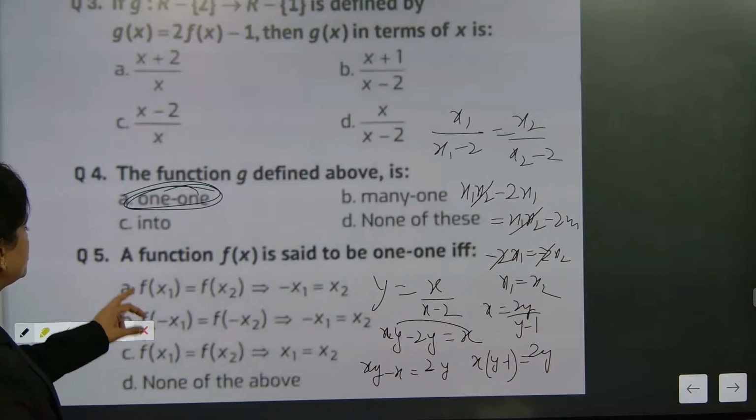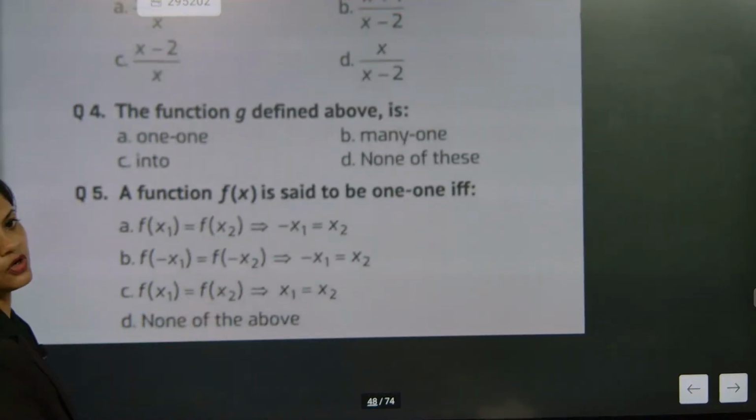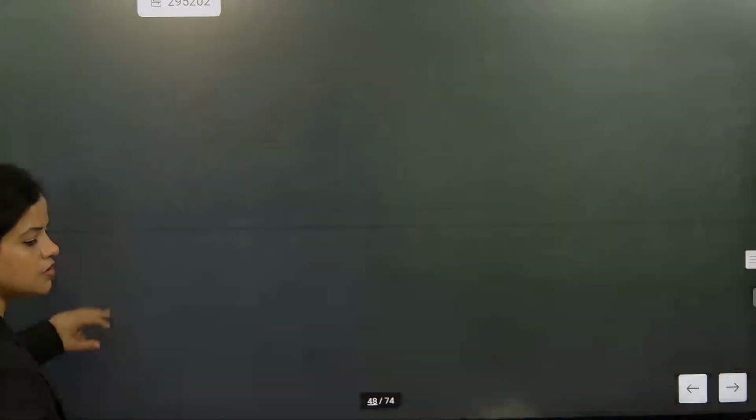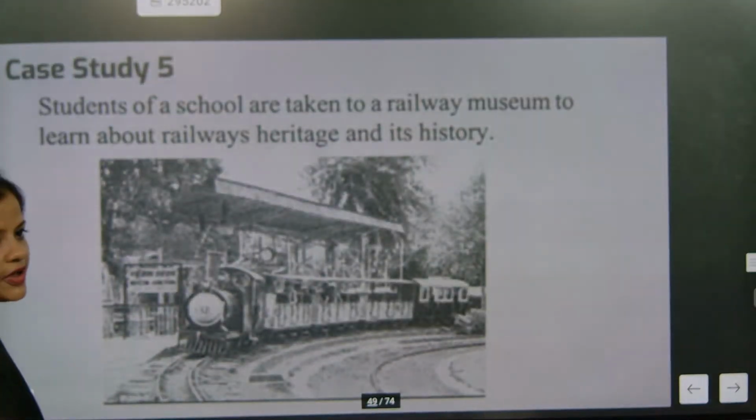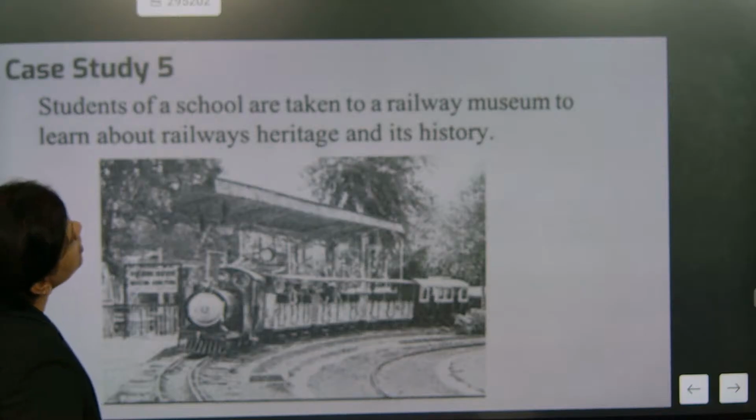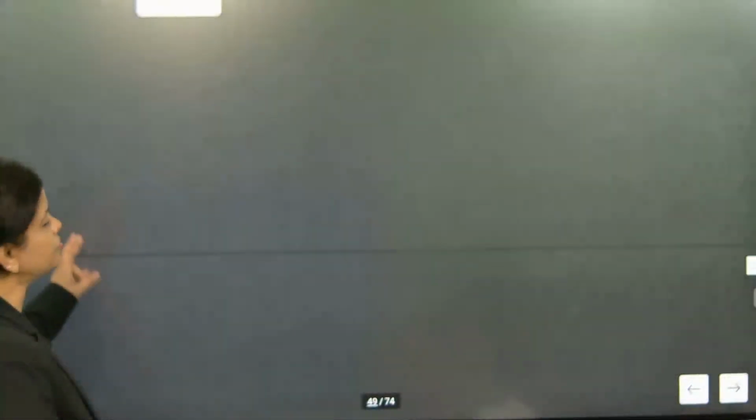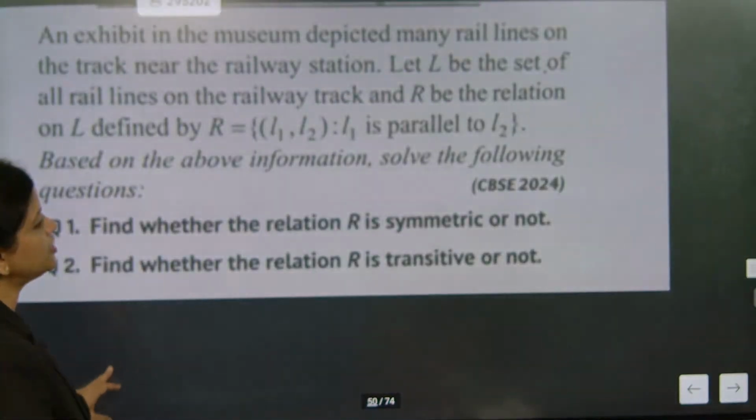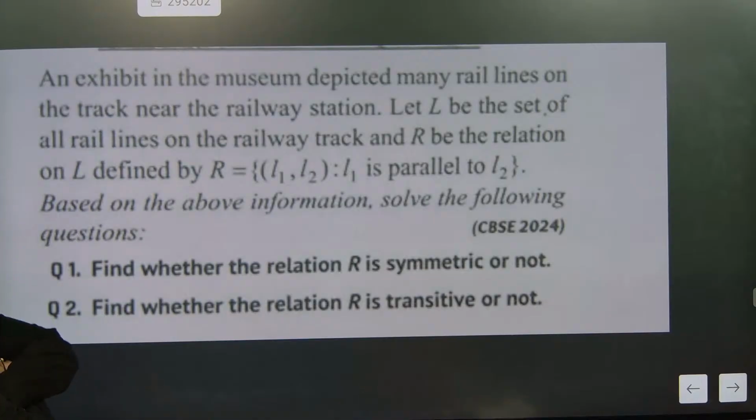So now we will go for this one. This one, option C is the correct answer. f of x1 is equal to f of x2 implies x1 is equal to x2. So now next part is case study 5. Students of a school are taken to a railway museum to learn about the railway heritage and its history. CBSE 2024 question.